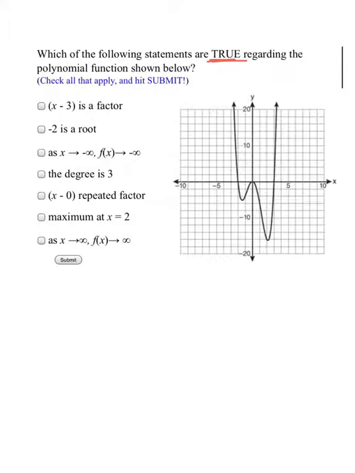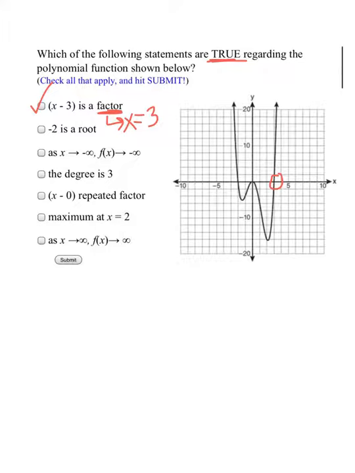It says x minus 3 is a factor. So if that was true, that would mean that x equals 3, positive 3, would be a root. So I'm going to go to my graph. And in fact, I do see that the graph hits the x-axis at 3. So that means this first one is true. I'm just going to put check marks next to the ones that are true.